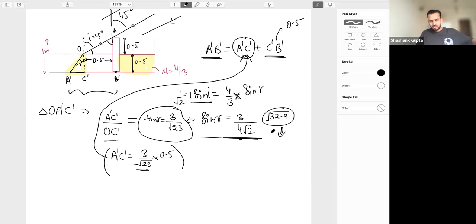What is the answer? The answer is not coming, so I'll use the calculator and tell you. The answer will come, where will it go? Which question is this? Question number 15. The given answer is 81.5. I already have 0.5, and 81.5 centimetres is 0.815. This is 0.5 already, so this should come out to be 0.315.